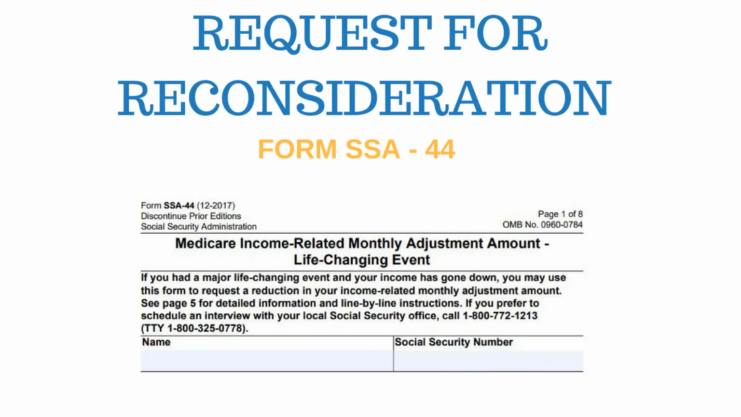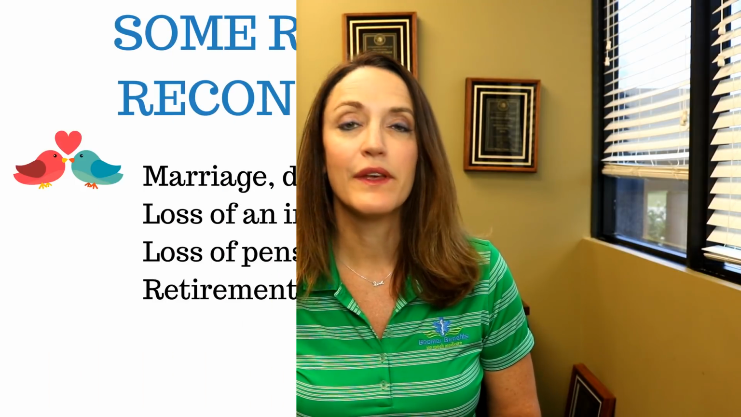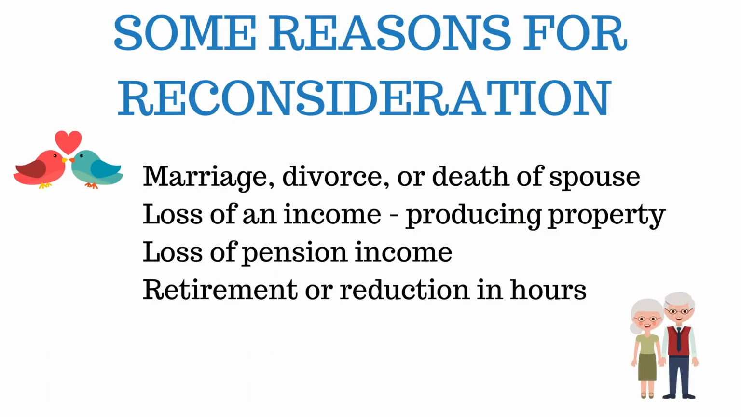Now here's the good part. You do not have to wait for that. If there is a valid reason why your income is now lower than it was on your last tax return, you can file a request for reconsideration with Social Security and ask them to review the information and lower your premium sooner. Some of the valid reasons that they'll reconsider what they expect you to pay are income changes due to marriage, divorce, or the death of a spouse, the loss of an income-producing property or pension income, and of course, just plain old retirement, when your income was higher while you were working and now it's less because you've retired.